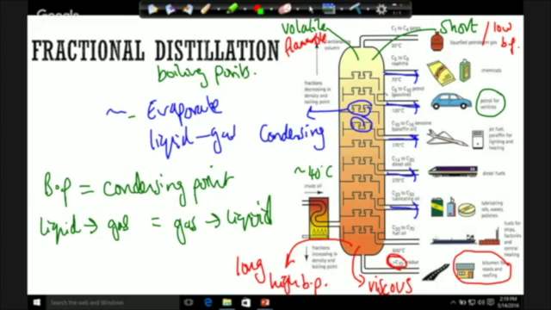So that's a summary of the fractional distillation tower and how that works. You need to remember the idea that these particles are evaporating, and then when they reach their condensing point, they will condense into a liquid and be collected off the side. And most of them are really useful fuels.